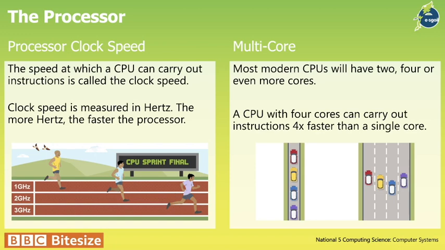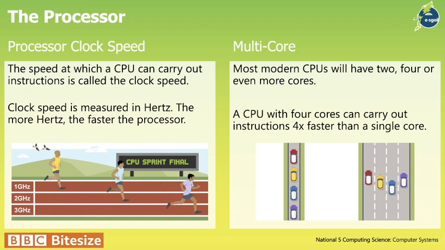Two things that are good to know about processors are the terms clock speed and multi-core. Clock speed is the speed at which a processor carries out instructions, and it's measured in hertz. Those of you that have done physics will have heard of this term. Hertz is the measure of frequency, which is how often something happens per second. So in computing, clock speed is the number of instructions that the processor can process per second. Nowadays, most processors are measured in gigahertz. For example, my computer here is a 3.1 gigahertz processor.